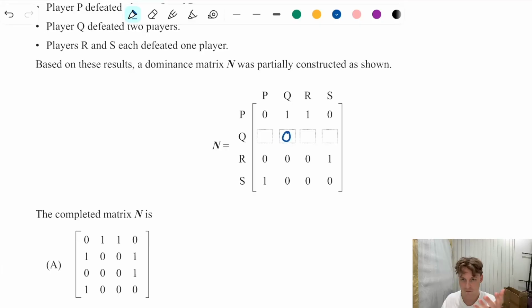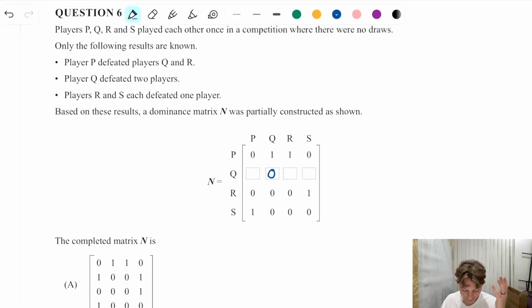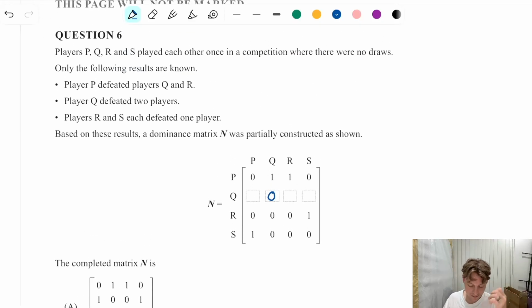Okay, this is like a fill in a missing row question, right? If I read my question, it says P defeats players Q and R. So if Q lost to P, I'm also going to put a 0 here, because when Q played P in whatever competition this was, Q lost, so I get 0 points for that. Q defeated 2 players, so I have to have 1s in the other 2 remaining boxes, but I will check the last little piece of information to see if that helps.